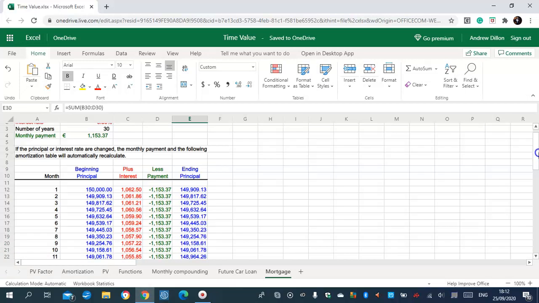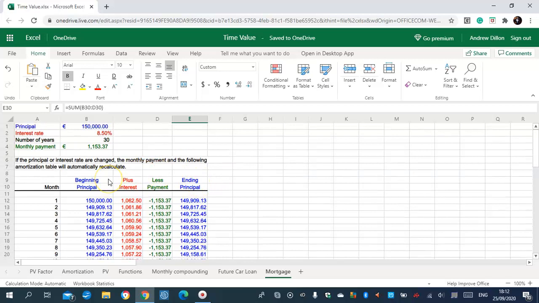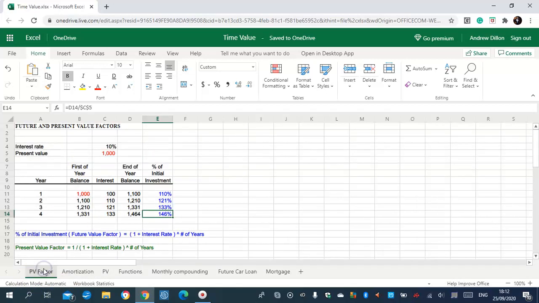So that's the end of the mortgage sheet. Like this, if the principal or the interest rate are changed, the monthly payment in the following amortization table will automatically recalculate. So that's the time value finished for today.